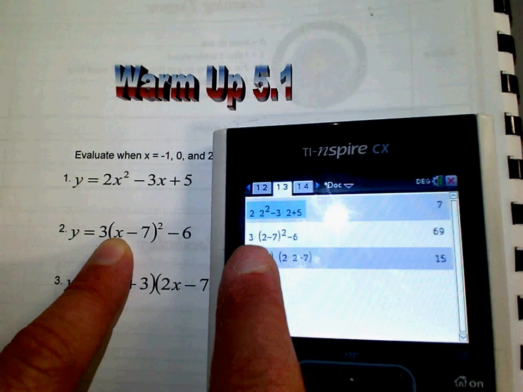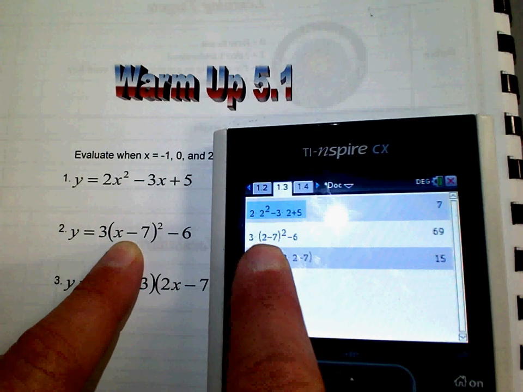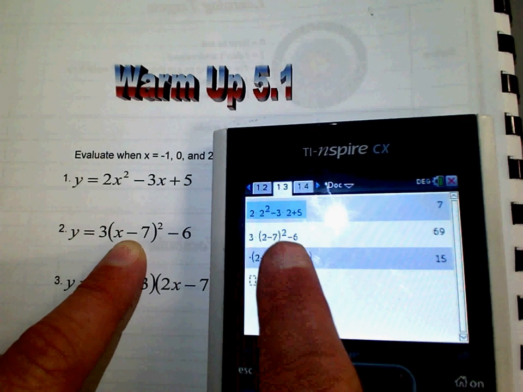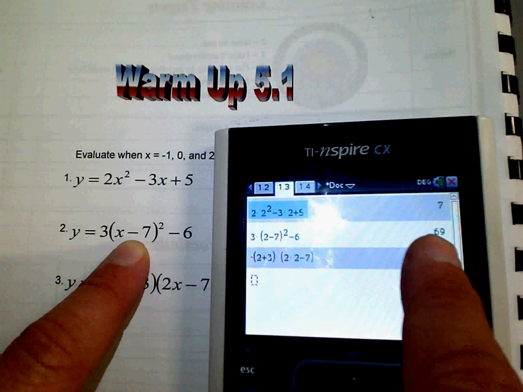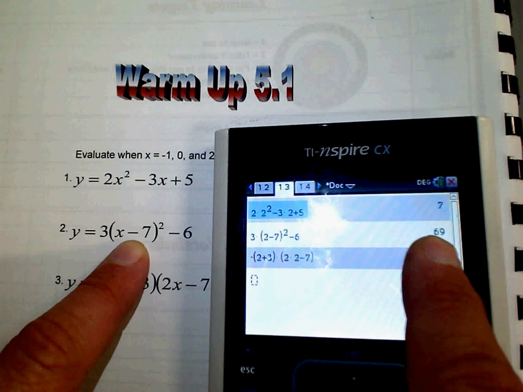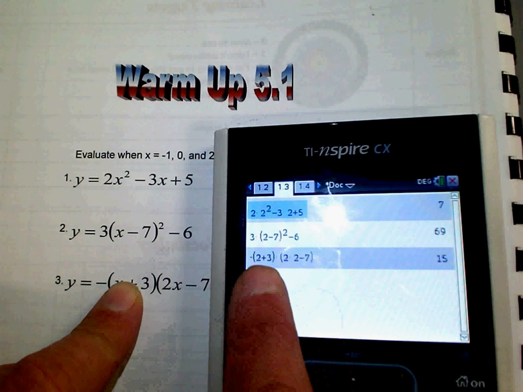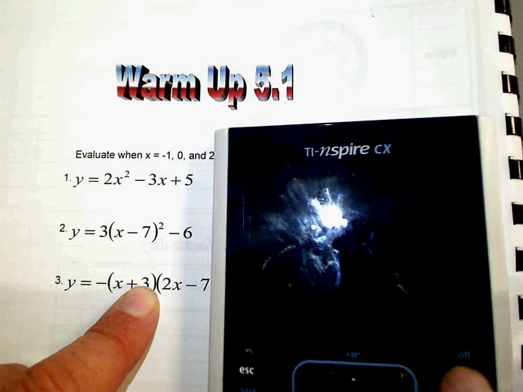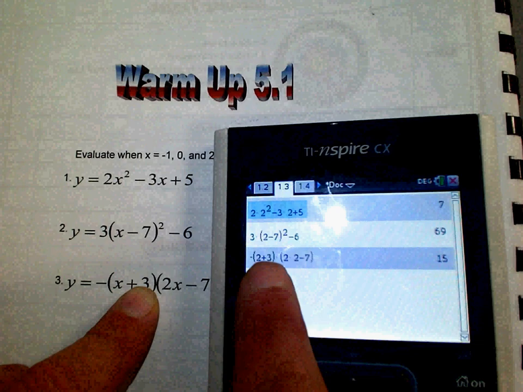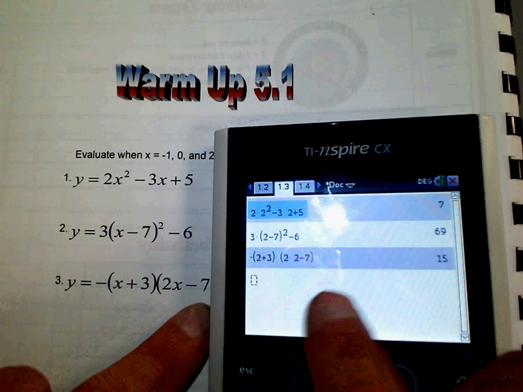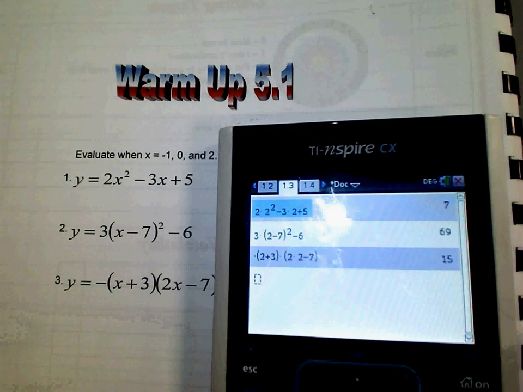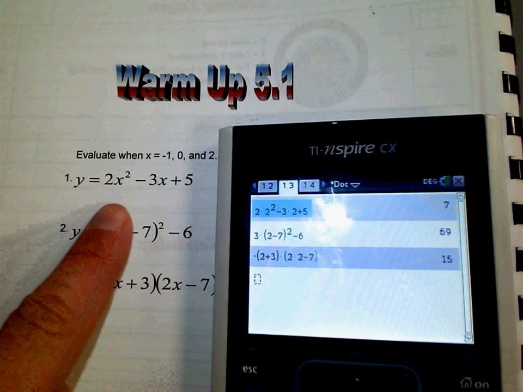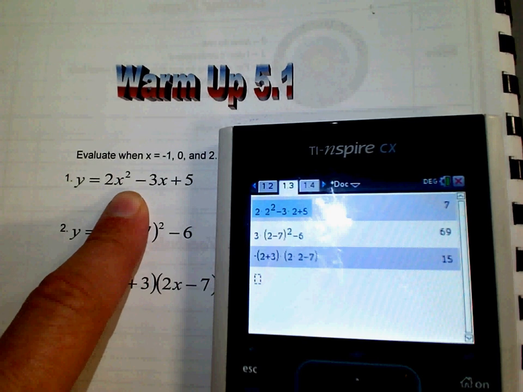On the second one, 3 times 2 minus 7 squared minus 6 gave me 69. What did I give you guys? And on the third one, negative outside 2 plus 3, oop, went off. Come back. 2 plus 3 times 2 minus 7. I got 15. So let's go back to the first one where some of us got a different number.